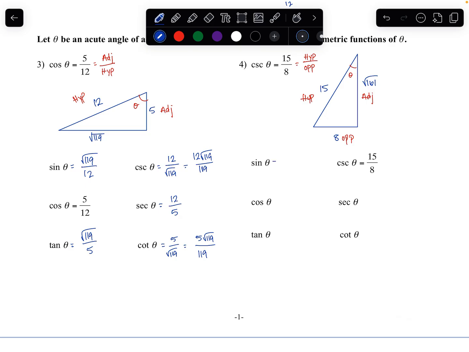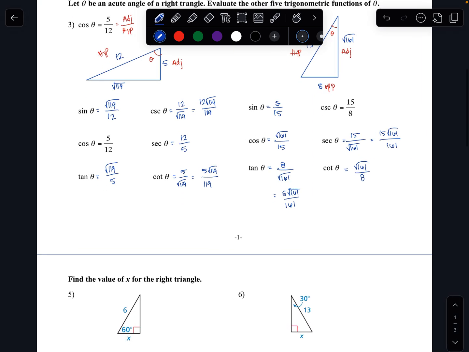All right, so sine is going to be equal to 8 over 15, which makes sense because that's reciprocal here. Cosine is going to be equal to the square root of 161 over 15. Tangent is going to be equal to 8 over square root of 161, which will be equal to 8 square root of 161 over 161. Secant is going to be 15 over square root of 161, which will be equal to 15 square root of 161 over 161. Cotangent will be square root of 161 over 8. All right.